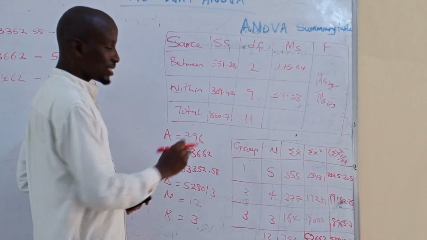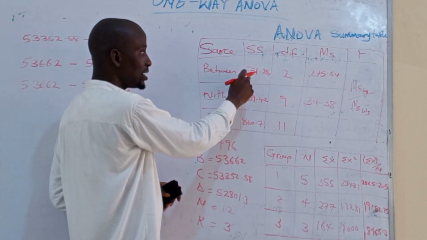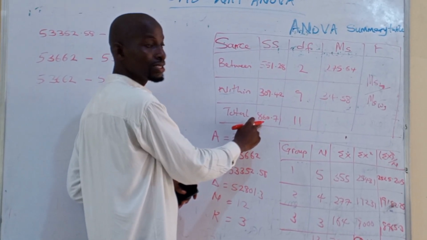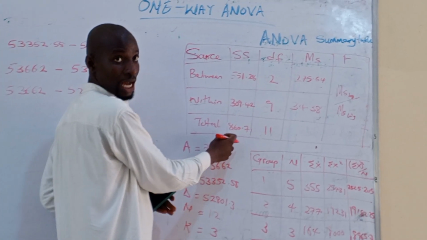Now, another thing is this. The sum of these two must give you this. Just try to add these two and see whether it will give you this. This plus this, it must give you this. Are you getting the point?